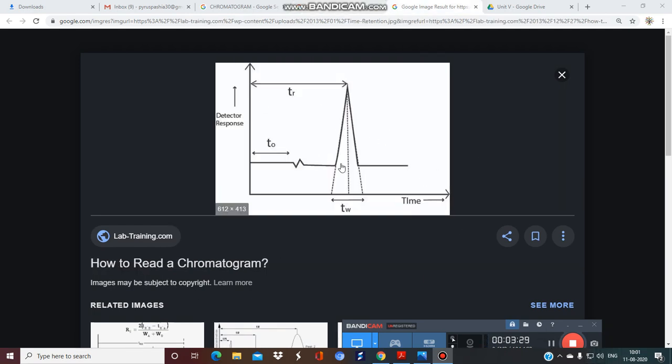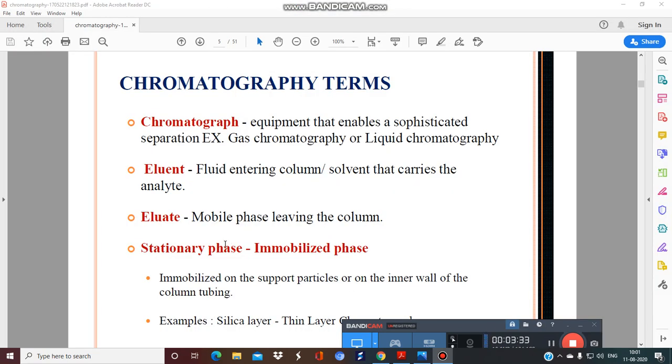Again, see a chromatogram. The next term we frequently use is the eluent. Eluent is nothing but the mobile phase, or the fluid entering the column. We will see in the next videos what a column is, what column chromatography is, etc. Okay, and next is the eluate. Eluate is nothing but the mobile phase leaving the column.